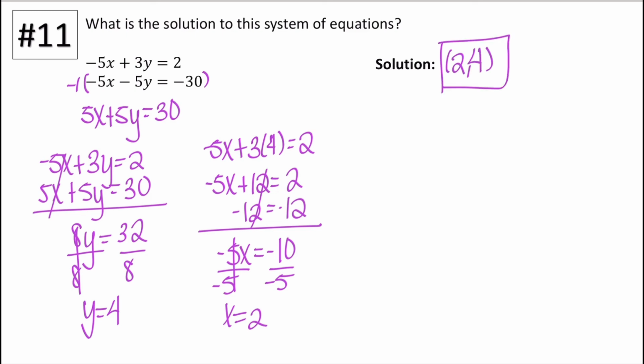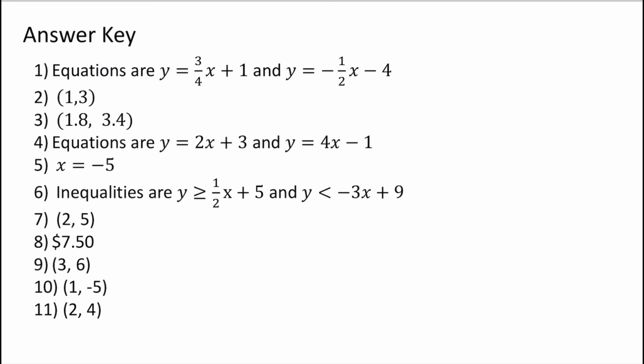So remember to work on these problems. Also, the answer key is on the last slide if you need to refer to it.